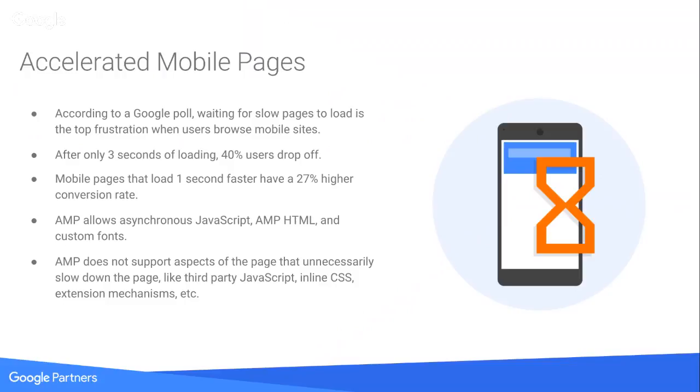One way to decrease loading times is to use accelerated mobile pages, or AMPs, because they are an open source technology with growing adoption. They lay out the page without waiting for the resources to download. It allows asynchronous JavaScript, AMP HTML, and custom fonts. It does not support aspects of the page that unnecessarily slow down the page, like third-party JavaScript, inline CSS, or extension mechanisms, etc.